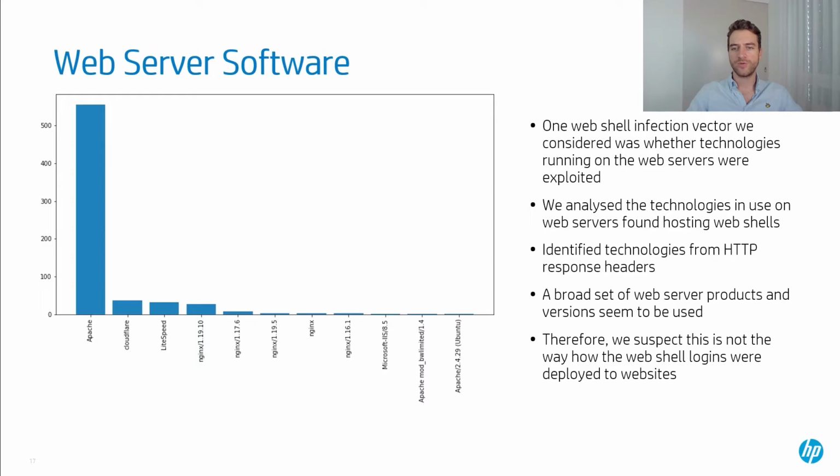Compromising such a wide range of web servers cannot be done by simply exploiting one or a few vulnerabilities, which means this attack vector does not really scale. Therefore, we suspect this is not the way the web shell logins were deployed to websites.